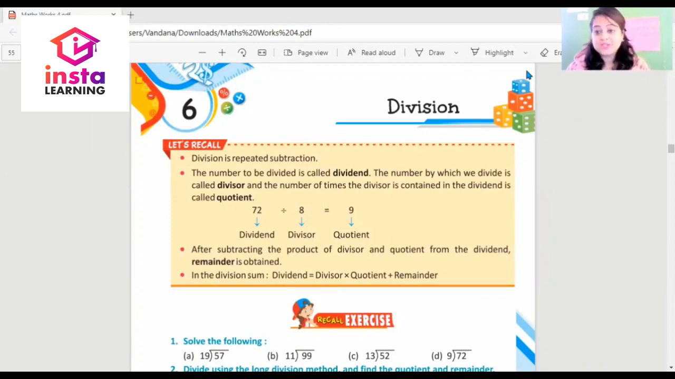So, students, today it's your maths class, and I'm your teacher, Vandana Chabra, and I'm going to teach you the maths subject with a new chapter, chapter number 6, division. So, let's start. Students, this is your chapter number 6, division. You all did it in your previous class also. So, these are your important points.